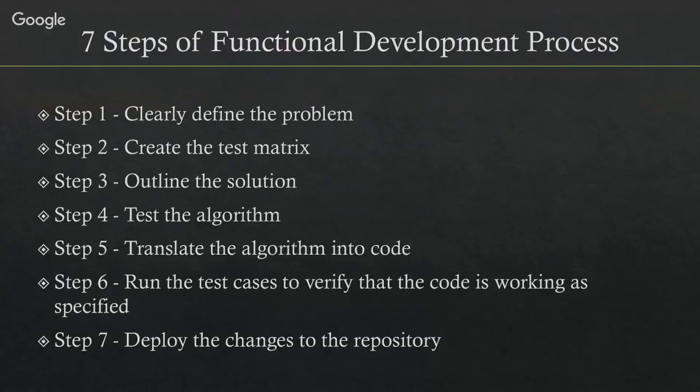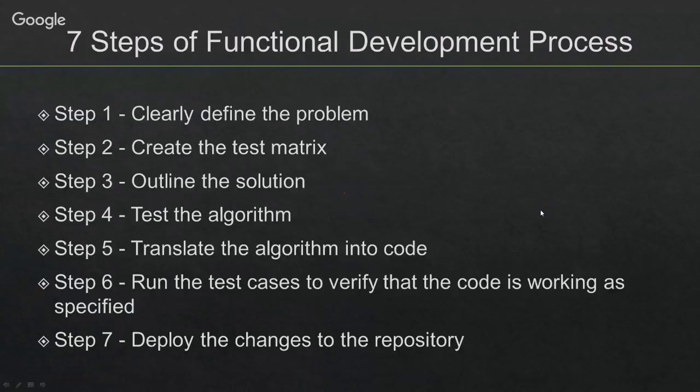We'd like to first go over the 7 steps of the functional development process. Step 1, clearly define the problem. Step 2, create the test matrix. Step 3, outline the solution. Step 4, test the algorithm. Step 5, translate the algorithm. Step 6, run the test cases to verify that the code is working as specified. And step 7, deploy the changes to your repository.